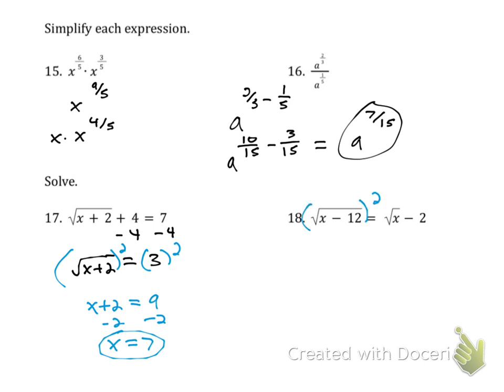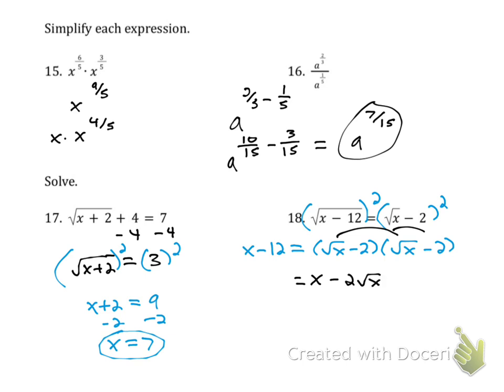18. Square both sides. Leaves you with x minus 12 equals. We need to FOIL square root of x minus 2. First gives you x. Outer gives you -2 square root of x. Inner, -2 square root of x. Last gives you plus 4. We still have that x minus 12.